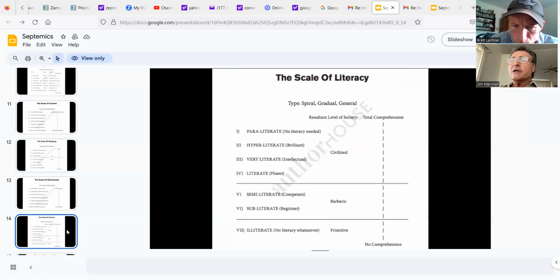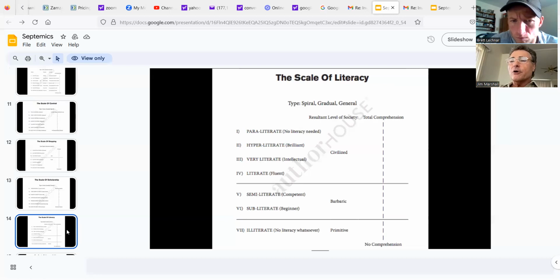And a person who's paraliterate, which is the highest level, has total comprehension. So that's what you're measuring here. How much comprehension is going on here? This is something they talk about, reading comprehension. Person reads something, how much of it does he comprehend?